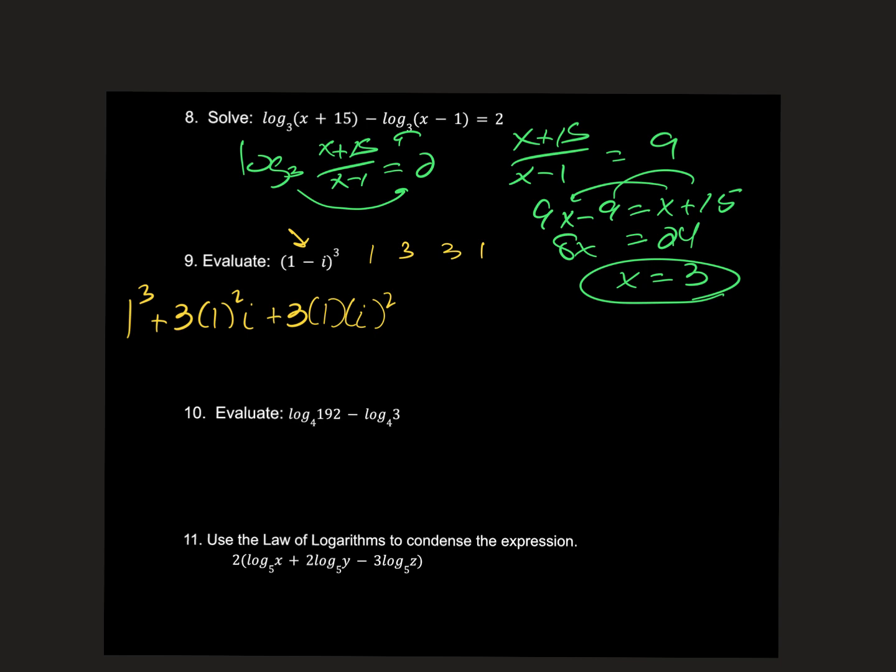And what I forgot here is that the minus sign alternates the signs. So the second one should have been negative. Okay, now we're good. So I get 1. That's going to be 3i. Now that's an i squared. Remember, i squared is -1, which is going to make that 3 become -3.